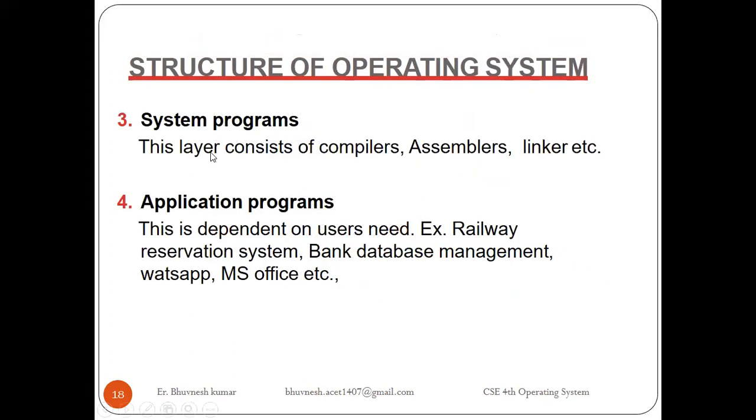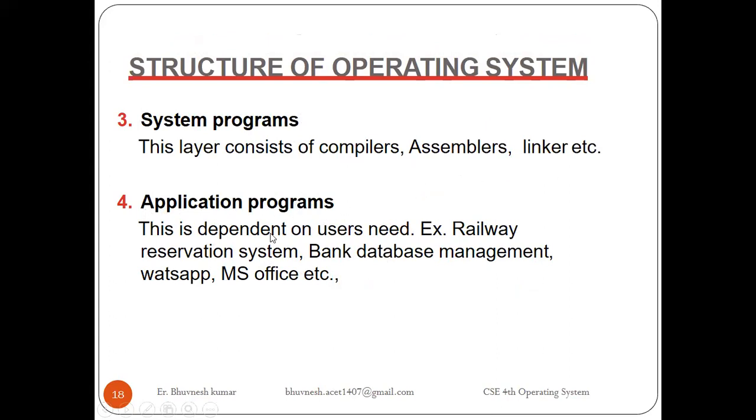Then the system programs. This layer consists of compiler, assembler, and linker. These are also system software. We can also say system programs, or system software. Compiler, assembler, linker, all these are system software.